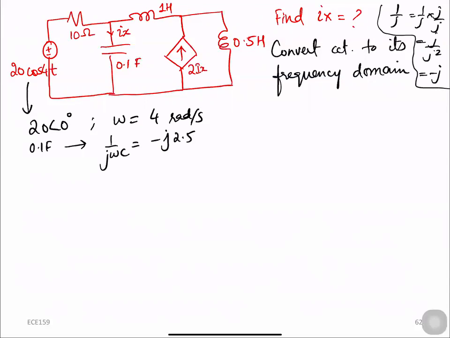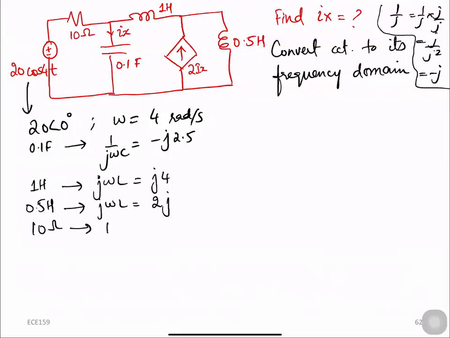So the 1 Henry inductance can be replaced by its equivalent impedance as j omega L, which is going to be j4, omega is 4. And the last inductance, 0.5 Henry, is also j omega L, which is omega is 4 times 0.5, so it is 2j or j2. Right, so the 10 ohm resistor will remain the same, 10 ohms, in the frequency domain.